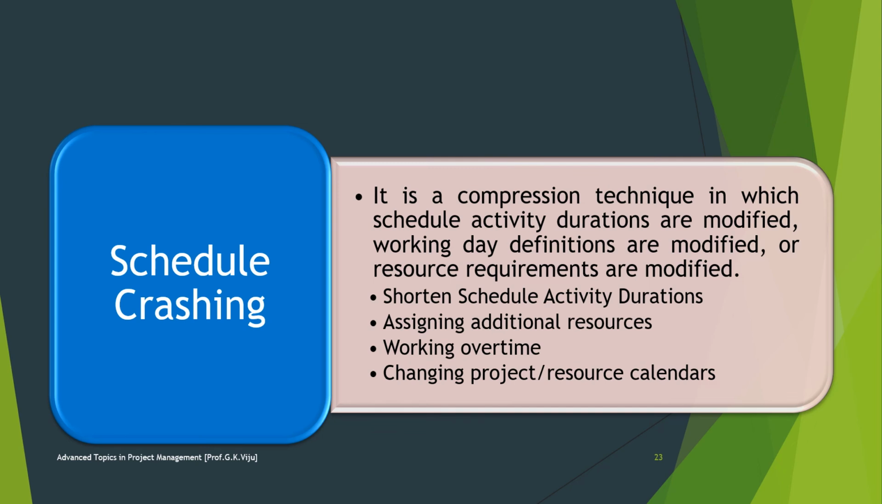While crashing, you will monitor other paths as well. It is possible that the duration of other paths would become equal to or greater than your critical path. A few examples of crashing techniques are overtime, more resources, and monetary awards. Here it is mentioned: shorten the schedule activity duration, assigning additional resources, working overtime, changing project or resource calendars, etc.